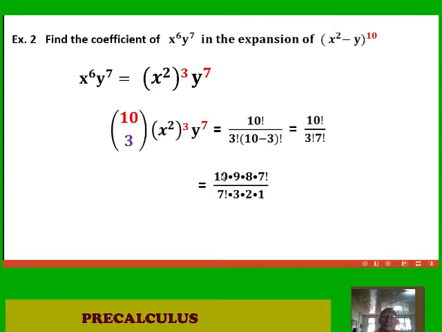Expanding the factorial, 10 up to 7: 10 times 9 times 8 times 7 factorial. 3 factorial is 3 times 2 times 1. We can cancel out 7 factorial. 9 divided by 3 is 3. 8 divided by 2 is 4. What is left is 10 times 3 times 4. It is equal to 120. So the coefficient of the term involving x to the 6 y to the 7 is 120.